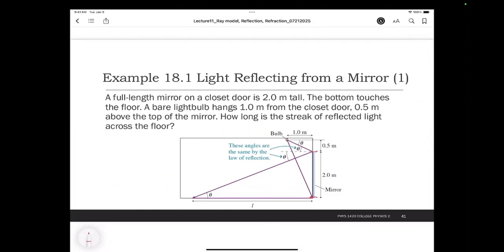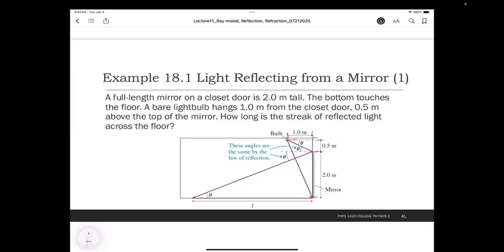A light bulb hangs 1 meter from the closet door. Here is the closet door, and here there is a bulb, and this distance is 1 meter from the closet door, and 0.5 meter above the top of the mirror, which means from here to here there is 0.5 meter. And how long is the streak of the reflected light across the door?